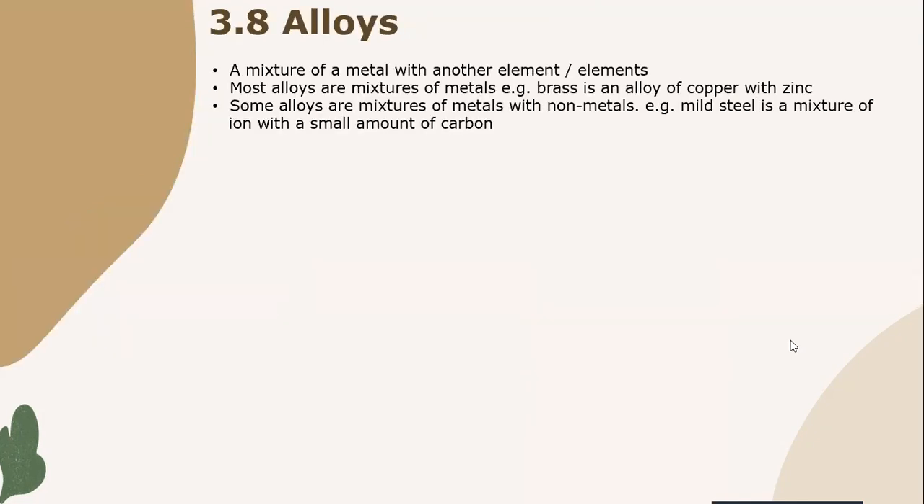And finally, an alloy is a mixture of a metal with another element or elements. Most alloys are mixtures of metals. For example, brass is an alloy of copper with zinc, and some alloys are a mixture of metal with non-metal. For example, mild steel is a mixture of iron with a small amount of carbon.